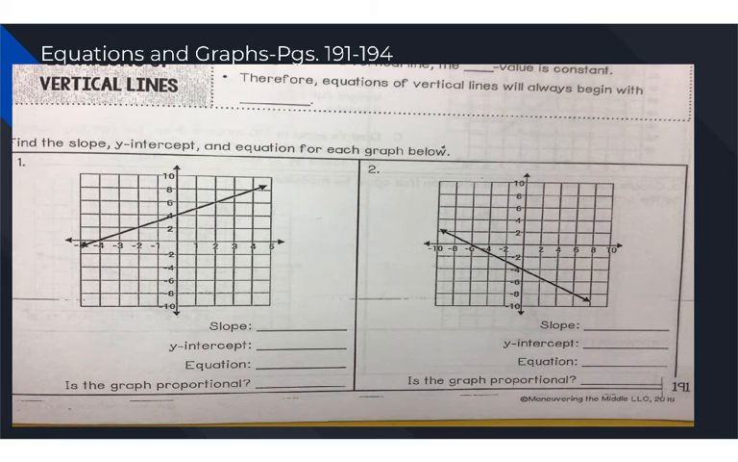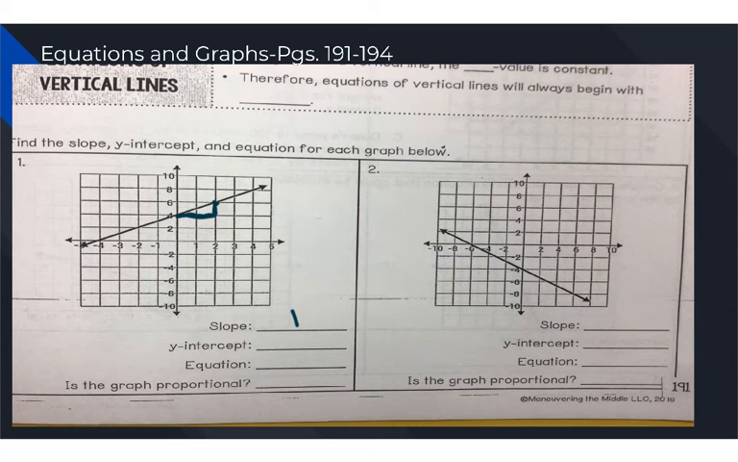All right. Down below on page 191, it asks us to find the slope, y-intercept, and equation for each graph below. Now, if I look at the graph, remember you can choose any 2 points on the line. Right here, it crosses the y-axis at the 4. And it looks like right here we have two points that we can use to figure out the slope. So if we look at that, we have 2 and 2. Rise over run is 2 over 2, which simplifies to 1. So our slope is 1.